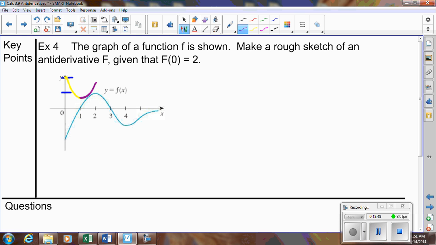But from 2 to 3, it's going back down, but it's still above the x-axis, which means it's still increasing. The derivative is still positive, so our function is still increasing. It's just not increasing as fast. That's what causes our change from being concave up over to concave down. You see the change in the concavity?